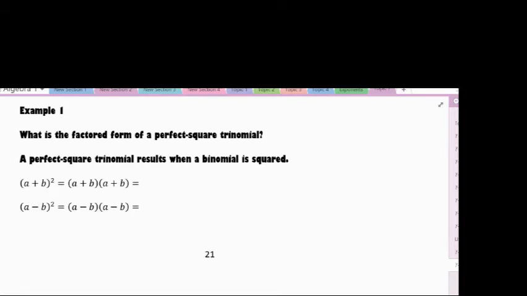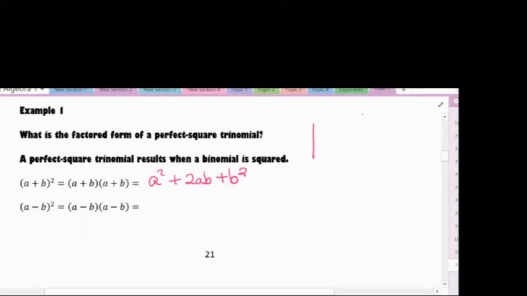Let's take a look at example 1 of 7-7. What is the factored form of a perfect square trinomial? Well, a perfect square trinomial results when a binomial is squared. So remember that (a + b) squared is really (a + b) times (a + b). And we learned previously that that means that we have a squared plus 2ab plus b squared.